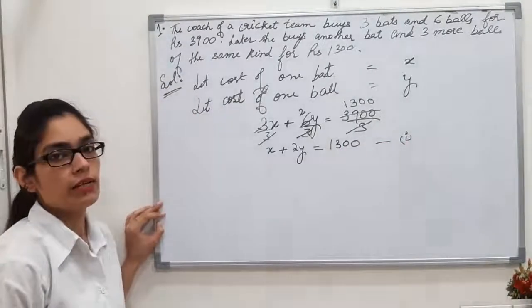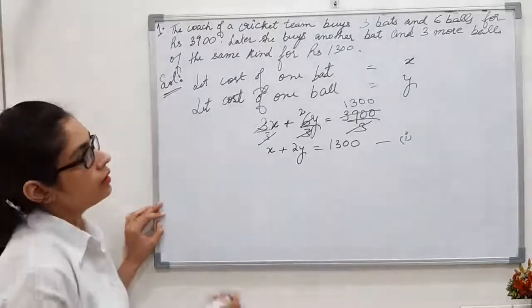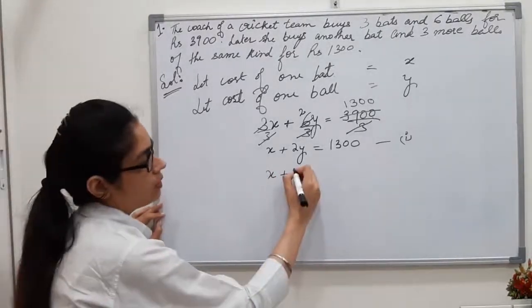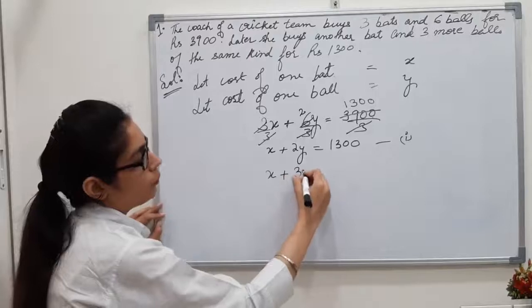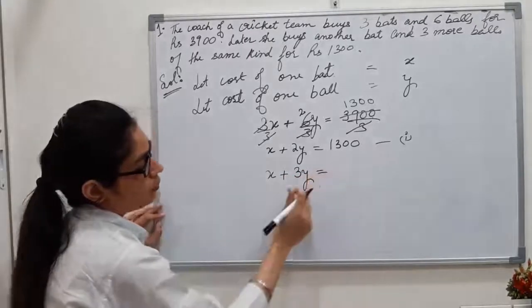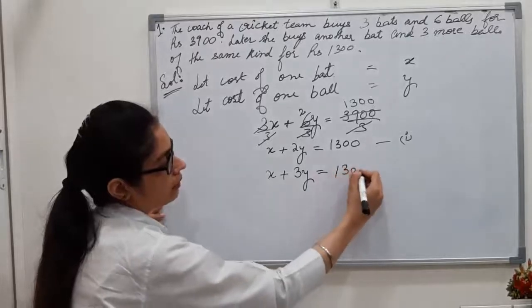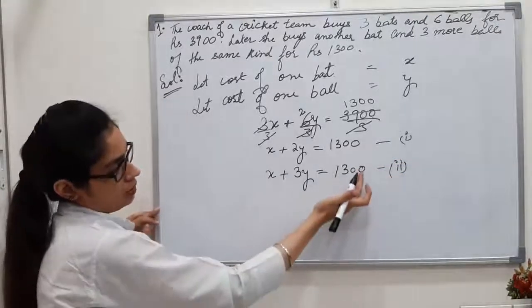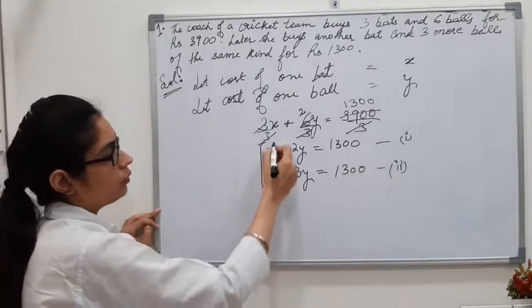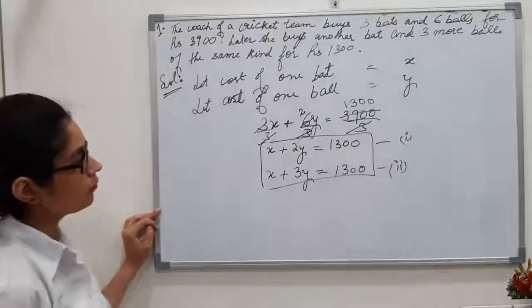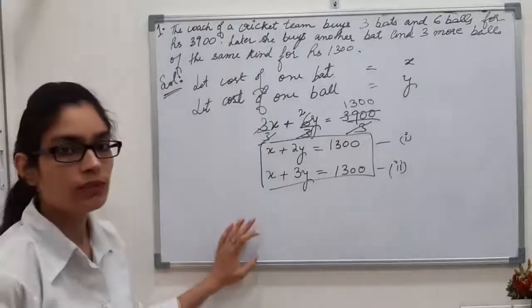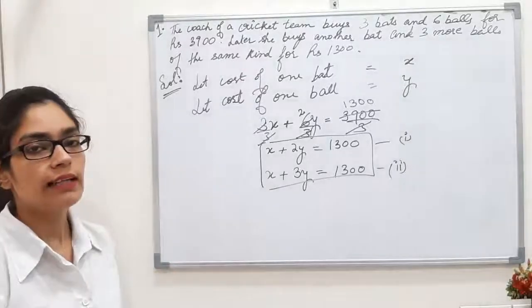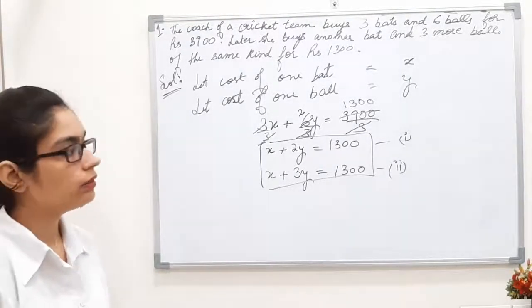Now in the same way we can make another equation. Another time she purchased only 1 bat and 3 more balls. So 3 balls will be 3 into y, and in total she purchased both the items for rupees 1300. This is our already simplified form. We cannot simplify it further. So these are our 2 equations. For these equations we have to draw a graph now. In the same way we will find the values of x and y like we have done in the previous question, and then we will draw the graph. So let's try.